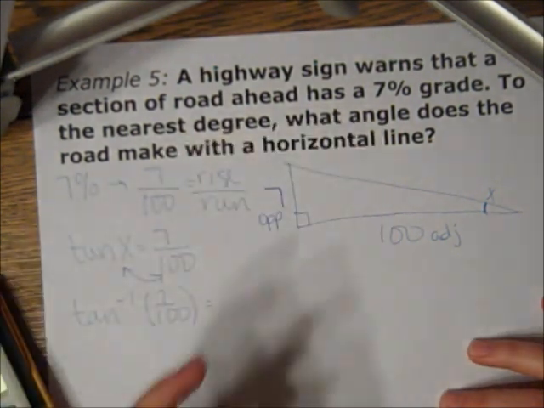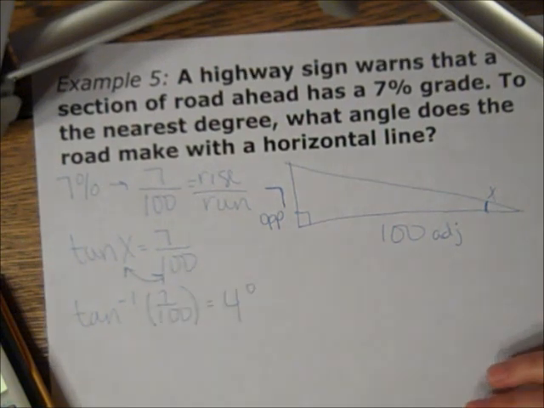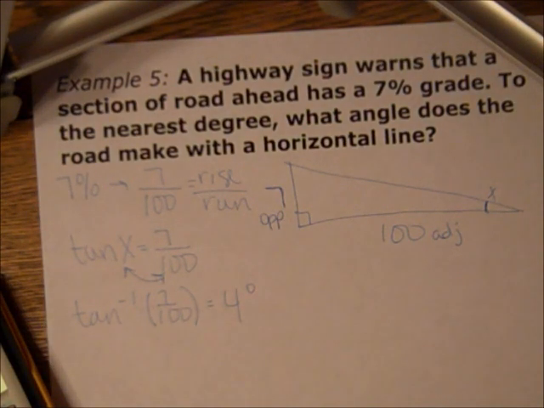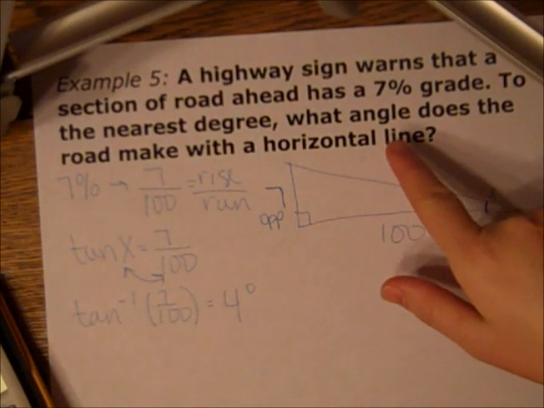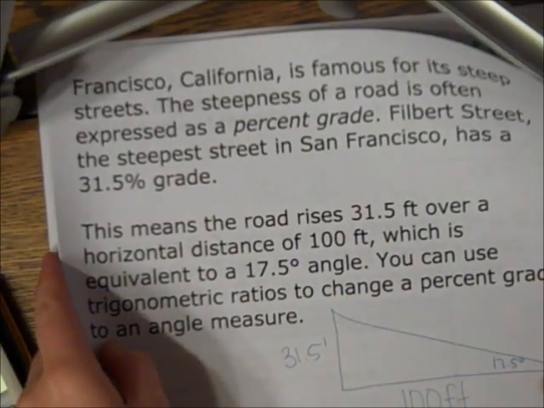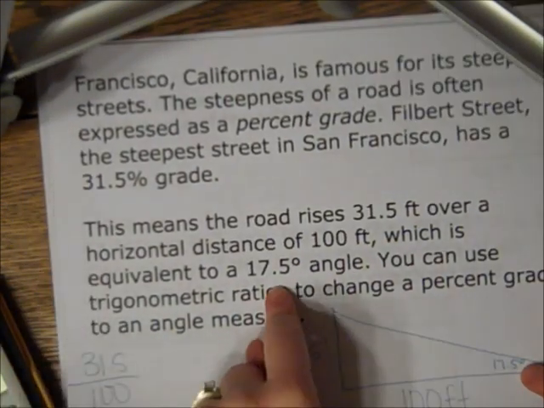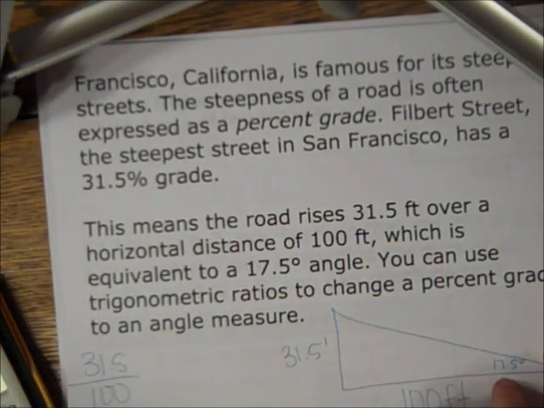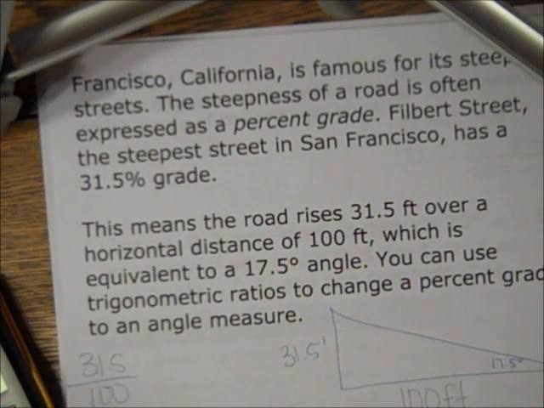Press enter. 4 degrees, which really puts into perspective how steep that San Francisco street is. If this warrants enough for a road sign to say, hey, watch out, this is a 7% grade, and it's only a 4-degree angle, how steep is Filbert Street, that is a 17.5-degree angle and a 31.5% grade? That's pretty steep. Okay, see you tomorrow.